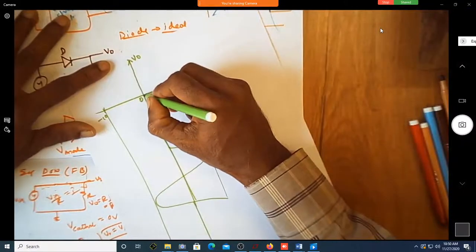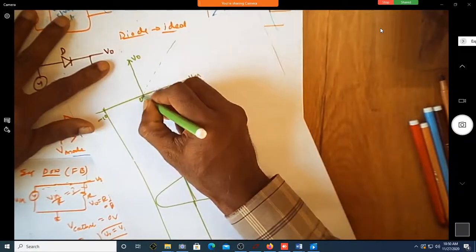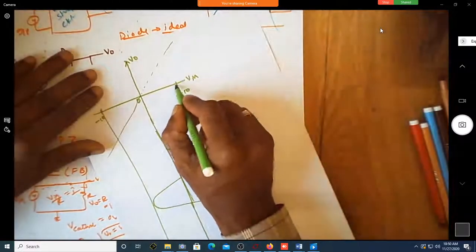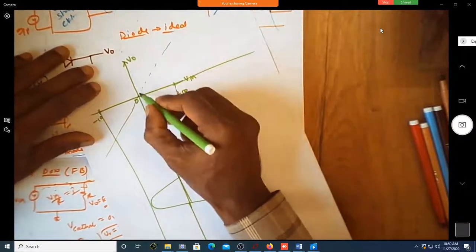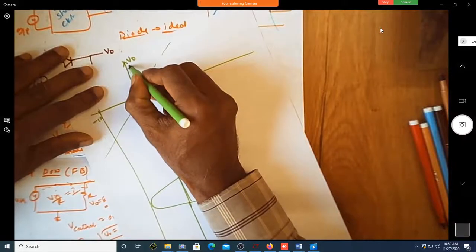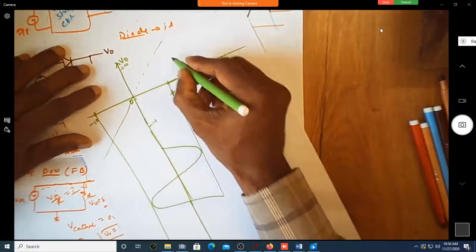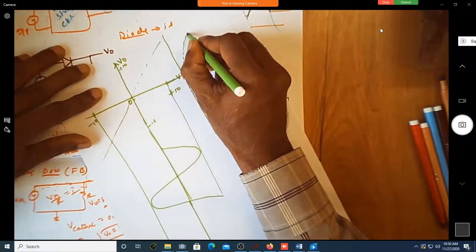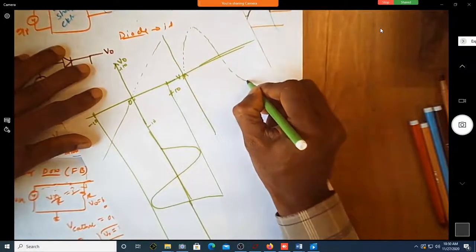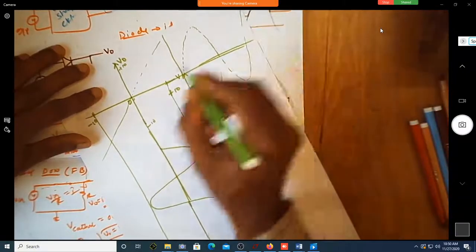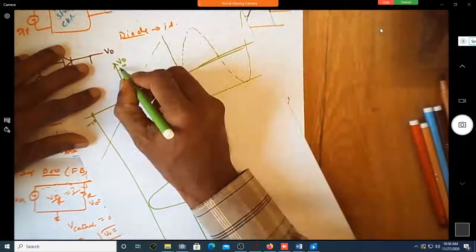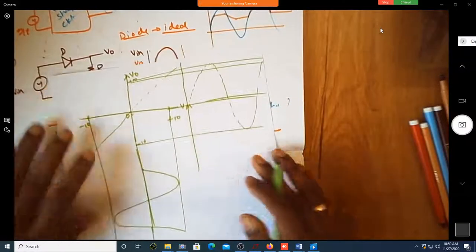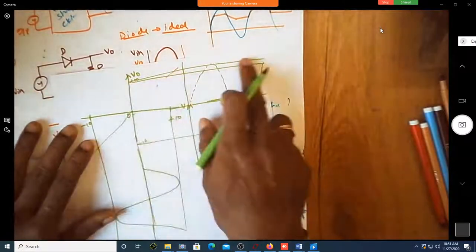Suppose there was no wave shaping, would the output have been the same shape? Because this is the output. So this is 0, this is plus 10, this is minus 10. I will write the output also with reference: this is my output, plus 10 and minus 10. This is my reference.